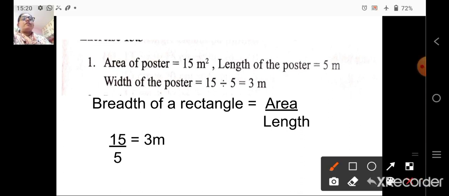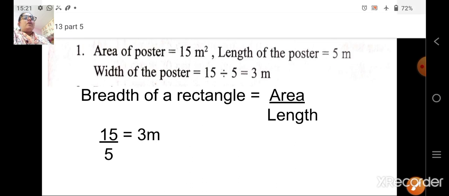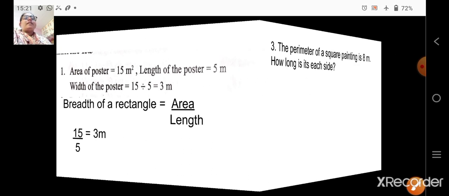The solution to this question is here. The area of the poster is 15 meters square. The length of the poster is 5 meter. The width, or the breadth of the rectangle, is area divided by length, which is 15 divided by 5, which is 3 meter. So the breadth of the poster is 3 meters. Coming to the next sum.